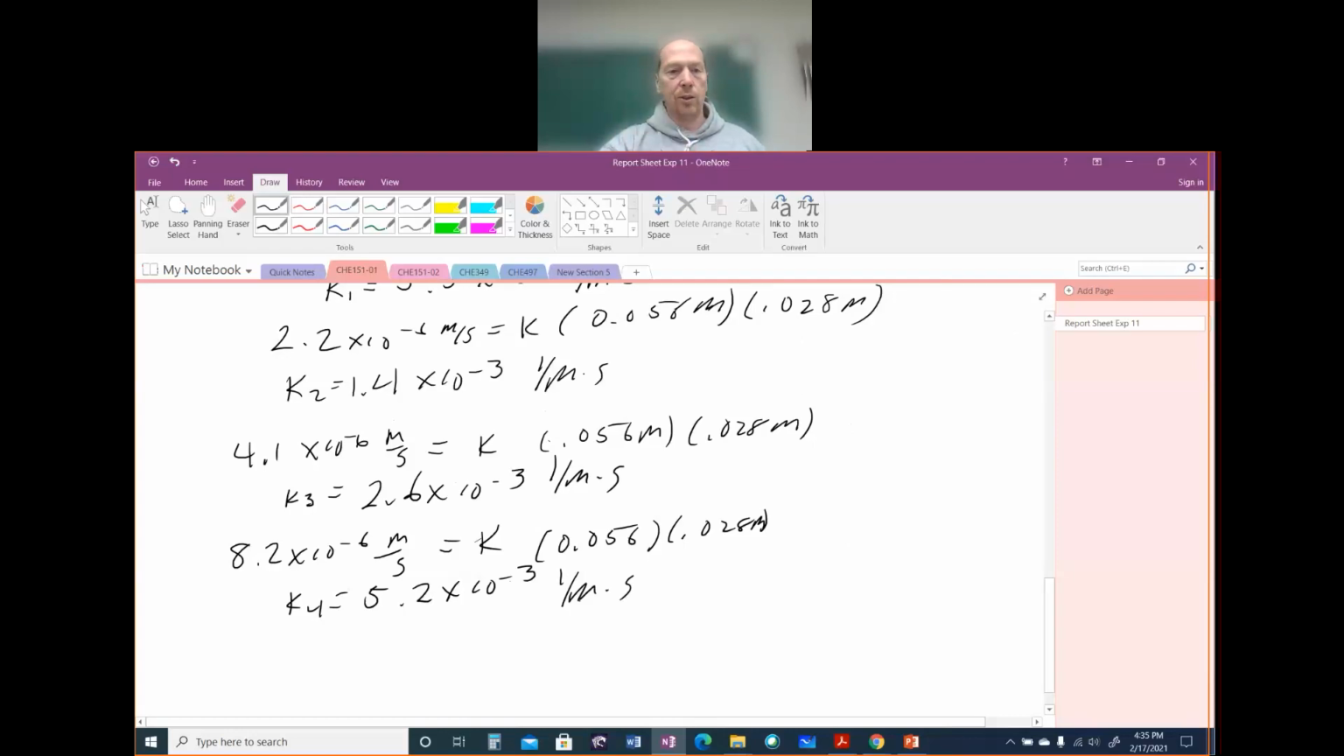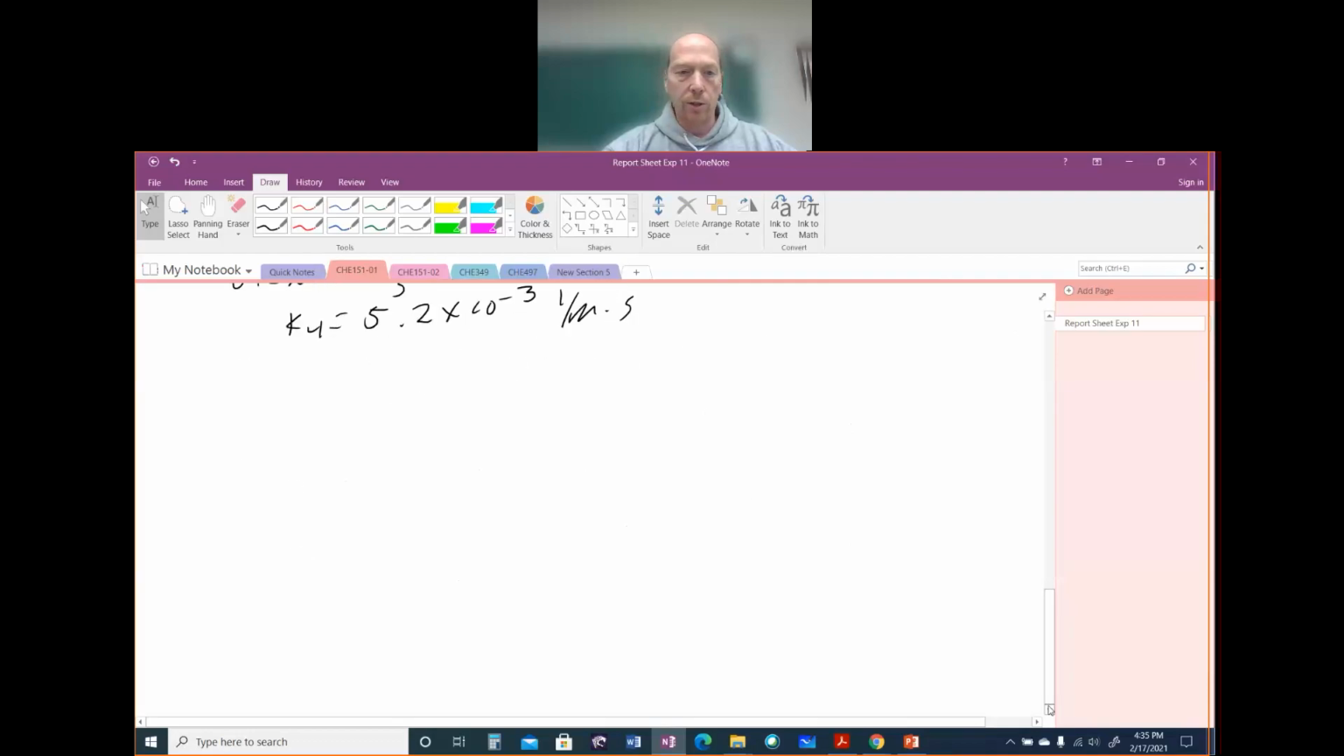All right, so the constants are not constant because we are changing the temperature, so they should be different. As you increase the temperature, you increase the rate of reaction, and you increase your rate constant K. So they should be increasing with increasing temperature. All right, so then you have your chart to fill out.